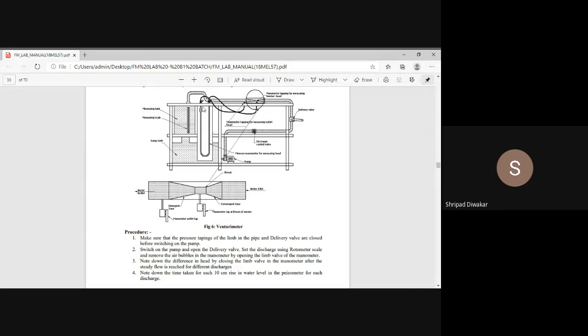Okay, whatever you are seeing, this is the manometer, and this is the venturimeter construction. Whatever is highlighted is the venturimeter, and the remaining construction is the same. This is the construction of the venturimeter. It has a convergent-divergent section. First, at the beginning we have the convergent, the middle portion is called the throat, and this end portion is called the divergent portion.